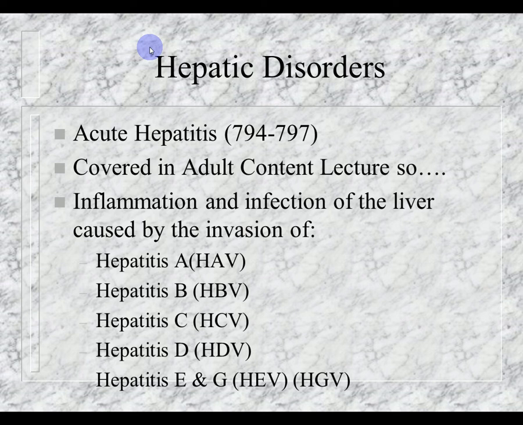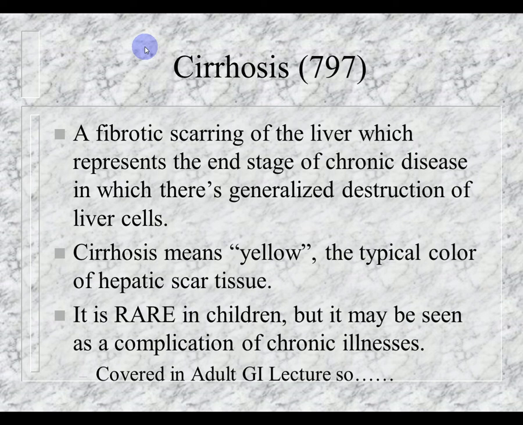But just so you know, it is an inflammation and infection of the liver caused by invasion of a virus. Hepatitis A, B, C, D, E, and G we're up to now. Cirrhosis is on page 797, 798. This is a fibrotic scarring of the liver, which represents the end stage of chronic disease in which there's generalized destruction of liver cells. Of course, cirrhosis means yellow, so that's the typical color we're seeing, particularly in the sclera and the skin. It's rare in children and usually due to a complication from some other chronic illness that they have. Good news, this is covered in GI content. It won't be on the peds test.